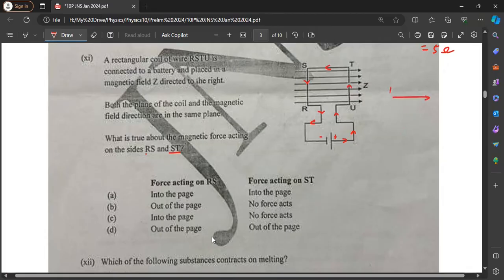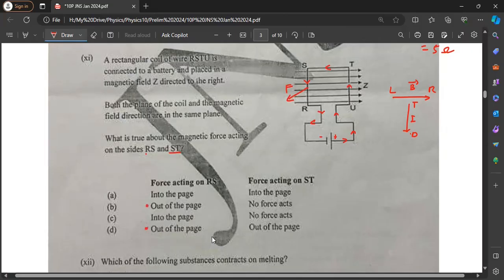The magnetic field is going left to right. Current is going top to down. So your middle finger has to be pointed downward. So I hope you all will agree that your thumb is coming out of the screen. Okay, so here it is out of the page.